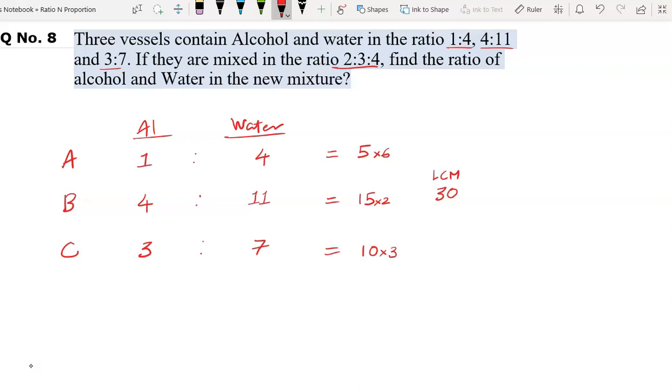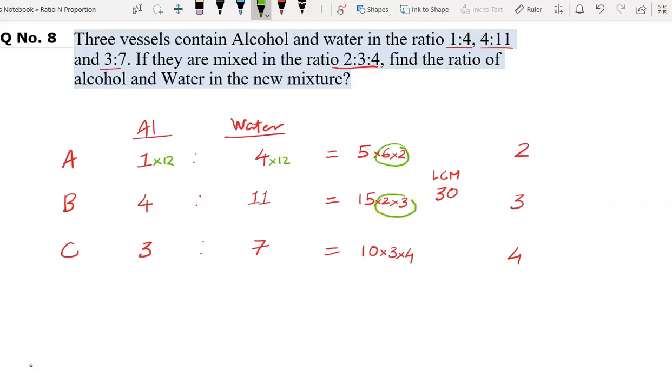Now these 3 vessels are mixed in the ratio 2:3:4. So vessel A is 2, B is how much? 3, and vessel C is 4. So they are mixed in this ratio 2:3:4. So what we will do, we'll multiply this by 2, this by 3, and this by 4. Now 6 into 2 is how much? 12. So we'll multiply this by 12, this by 12.